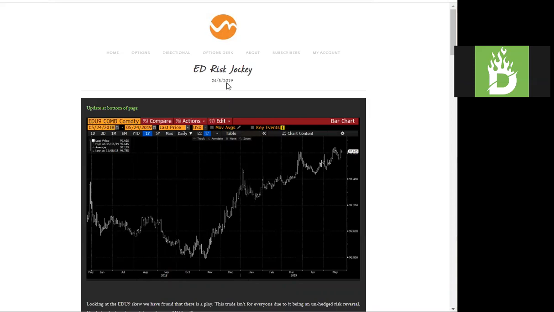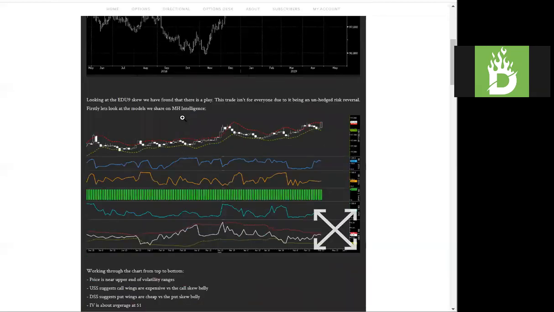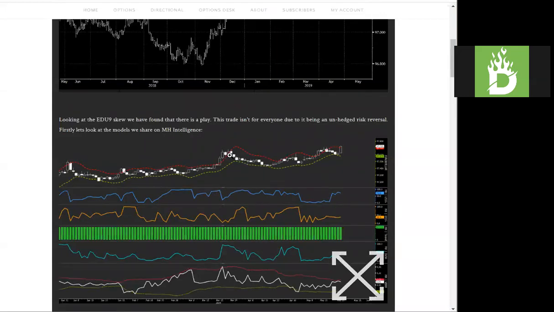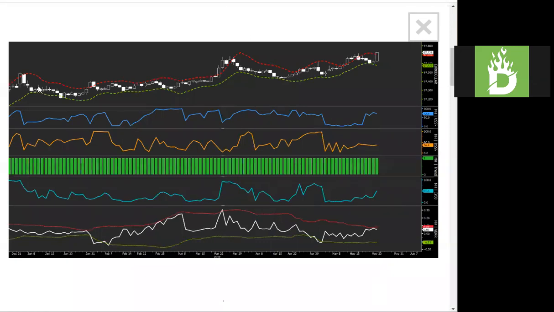This trade, 24th of May, Euro dollar risk reversal. Euro dollars, i.e. the STIRs, not the FX futures. This was in the September 19th contract, and as you can see, quite a strong bull trend. Now jumping in here, the idea, hopefully you can see this here. So this is an early version of some of the models that we share on our Intel package that are being improved currently for version 3. So this is probably version 1, maybe you could say. So let's just jump through them.